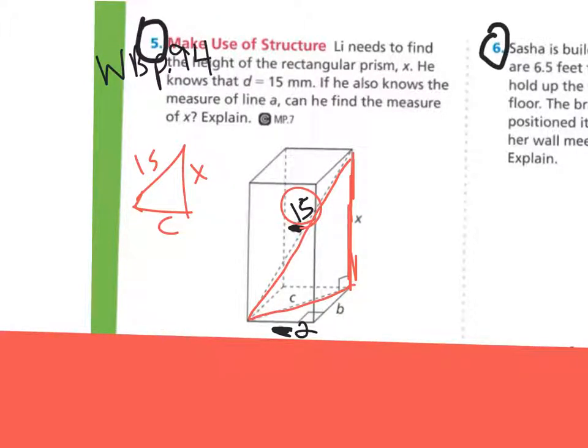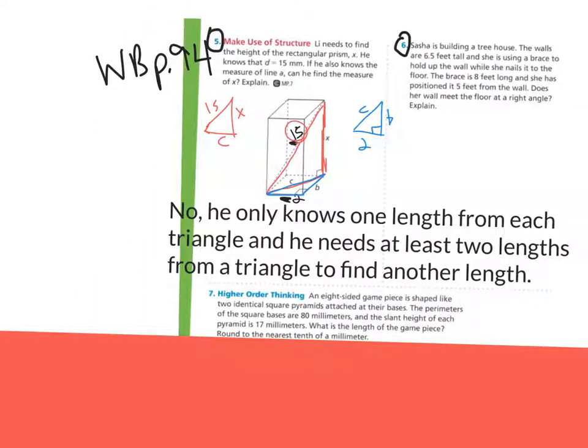Okay, we can go back and try to get the base triangle to bail us out here. But on that base triangle, I also only know one side. So if I only know one side, I can't use Pythagorean theorem to figure out another side. I need 2 out of the 3 in order to figure out what that is. Okay, so for this problem, we would have to say no. He only knows one length from each triangle, and he needs at least 2 lengths from a triangle to find another length.